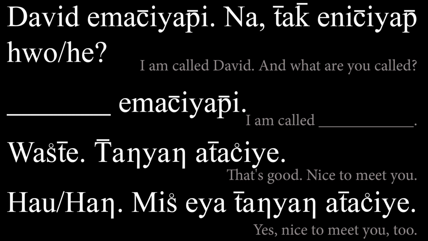Okay? So I will be silent so you can say your name and Emachiapi, and then I will say Washte, Dayan Atachie, then you answer with either how or huh, and Mij'e Dayan Atachie. Okay? All right. So here we go. David Emachiapi. Natagnichab he. Washte. Dayan Atachie.